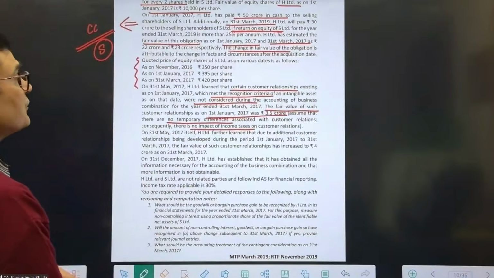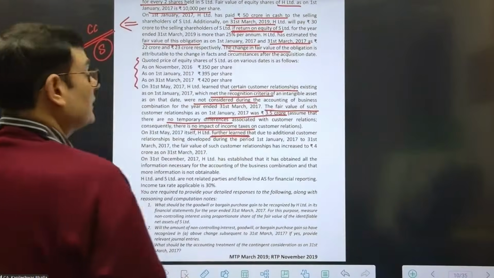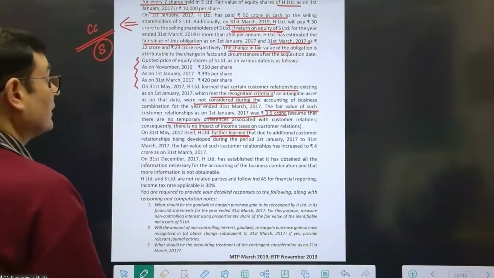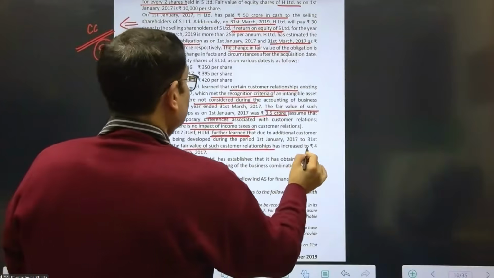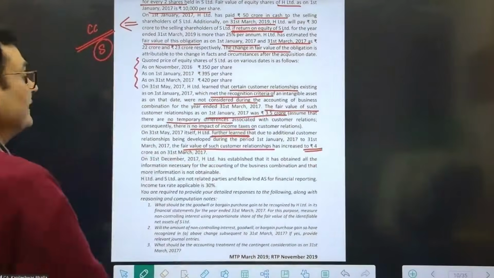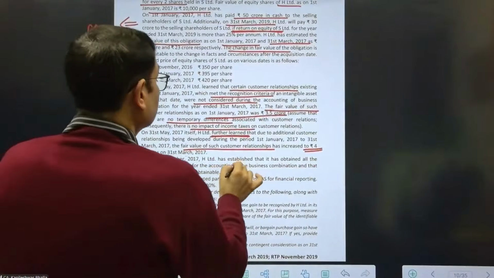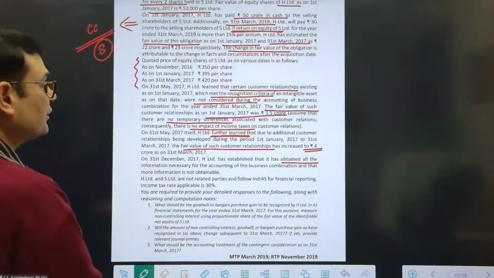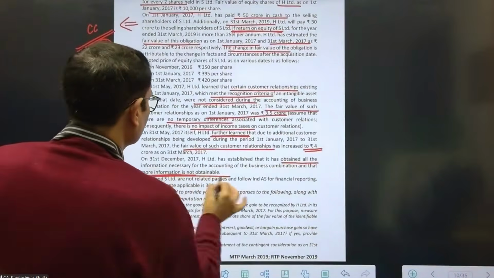Then he says on 31st May 17 itself, H learned more information, that due to additional customer relationships being developed during the period, the fair value of such customer relationships increased to 4 crores at the end of the year. Then he says on December 17, the company established it obtained all the information necessary for the accounting of the business combination, and no more information is obtainable.